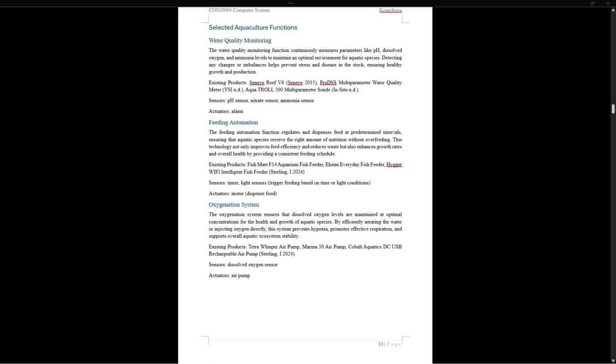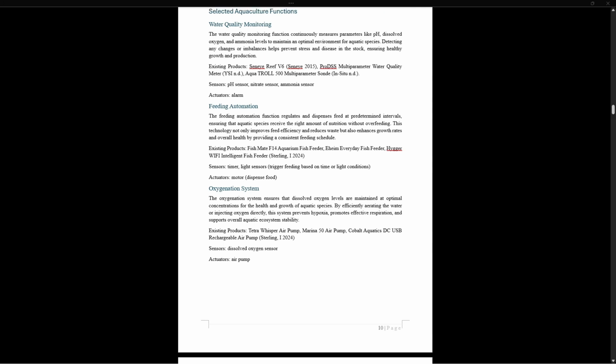Next, we have the feeding automation. The automated feeding schedule optimizes nutrition without overfeeding, improving growth and reducing waste. Timing and light sensors are used to precisely control the feed distribution. The existing products are Fishmate F14 Aquarium Fish Feeder, AHEM Everyday Fish Feeder, and the Hydra Wi-Fi Intelligent Fish Feeder.